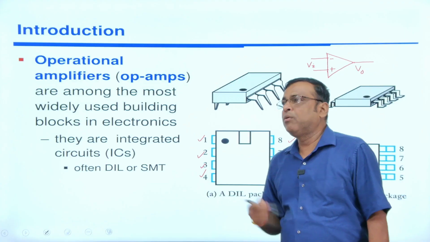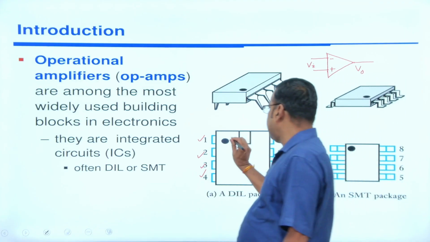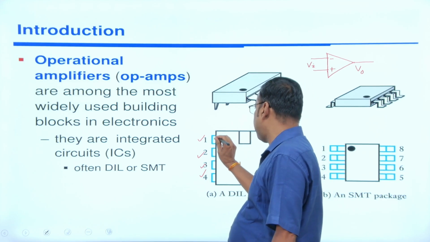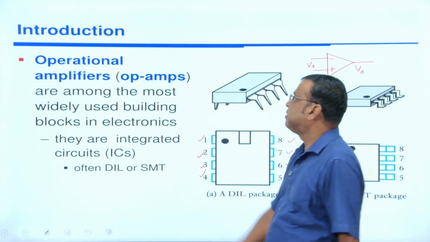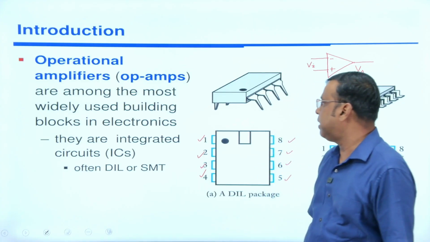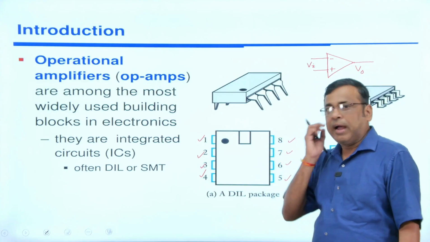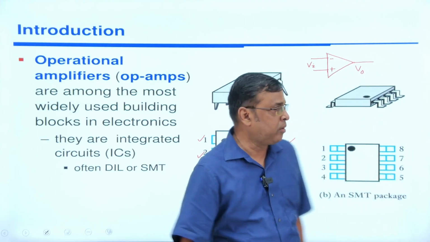When you go to the market and buy any IC, there is a symbol like this, and this symbol indicates pin number 1. You count like this, from pin number 1 to pin number 8. Among the most widely used building blocks in electronics are integrated circuits, either in DIL or in the surface mount technology package.